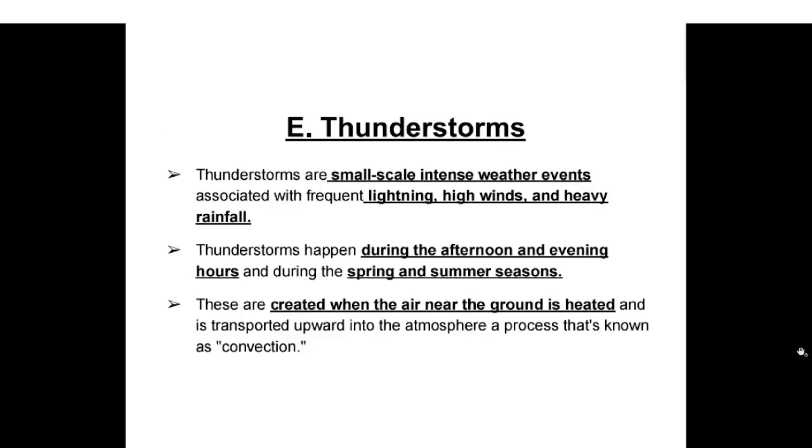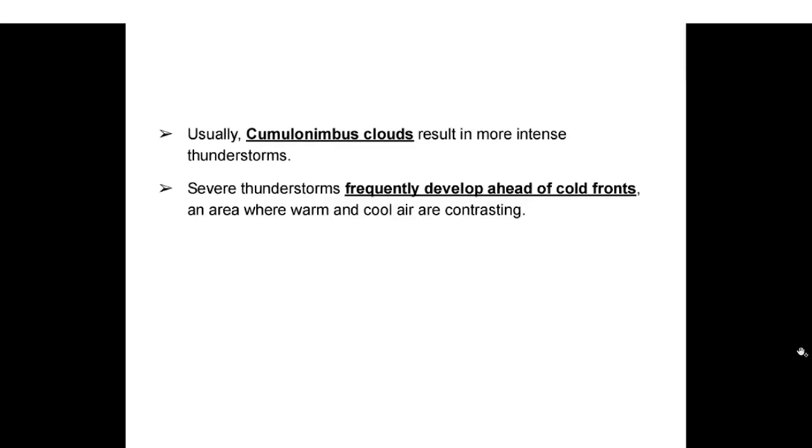Thunderstorms. Thunderstorms are small-scale intense weather events associated with frequent lightning, high winds, and heavy rainfall. Thunderstorms happen during the afternoon and evening hours and during the spring and summer seasons. These are created when the air near the ground is heated and it is transported upward into the atmosphere, a process that's known as convection. Usually, cumulonimbus clouds result in more intense thunderstorms. Severe thunderstorms frequently develop ahead of cold fronts, an area where warm and cool air are contrasting.